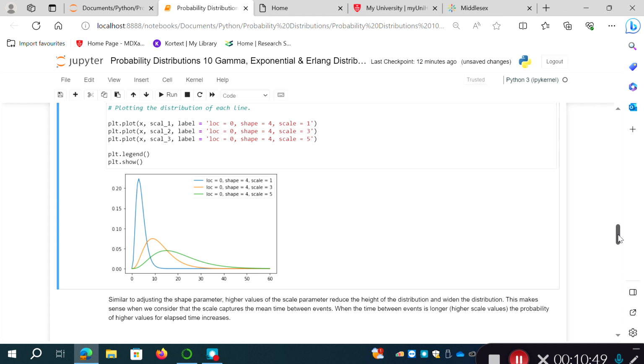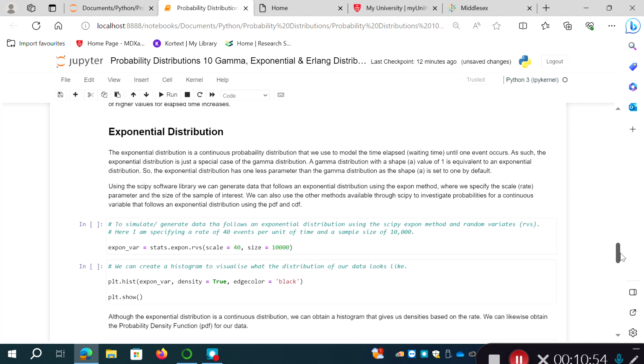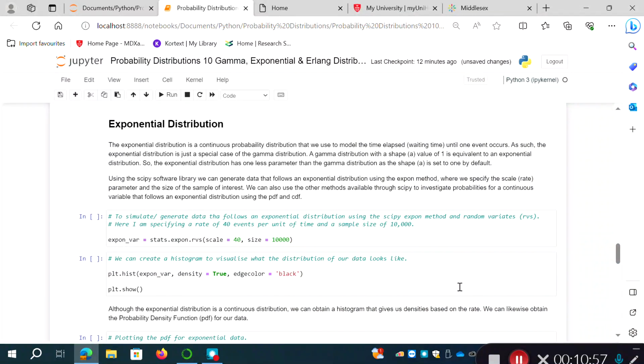Okay, so that's the gamma distribution and how adjusting these three parameters changes the shape of the distribution. It's useful to understand how that works and build our intuition about that. But let's talk about some related distributions now. So the exponential distribution is a continuous probability distribution, and we use it to model the time elapsed, the waiting time, until one event occurs.